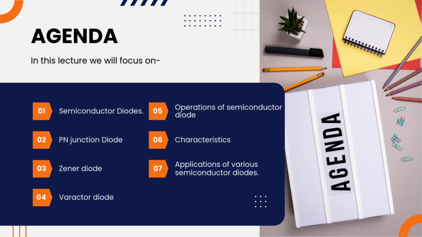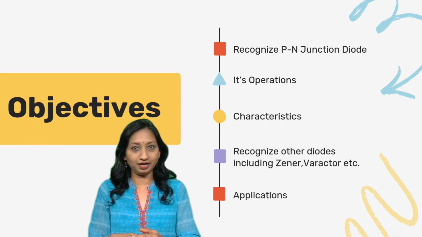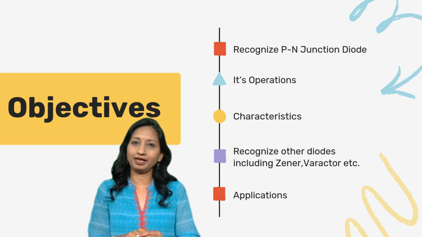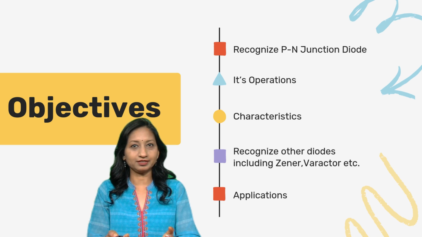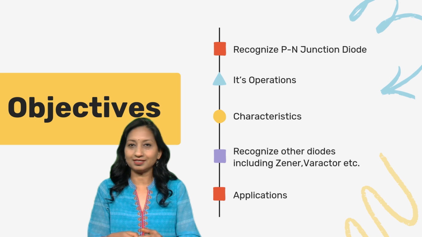It includes PN junction diodes, Zener diode, varactor diodes, their operations and characteristics, and in the last we will discuss the applications of various semiconductor diodes. By the end of this lecture, you will be able to recognize the PN junction diode, its operation, characteristics, and also identify different types of diodes, including Zener diode, varactor diodes, along with their applications, etc. With these objectives in mind, let us begin today's lecture.